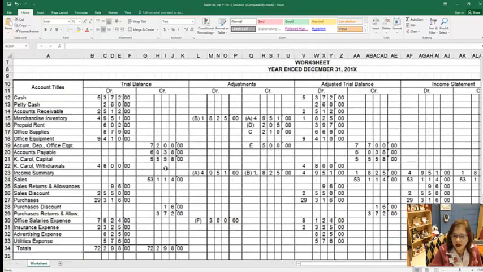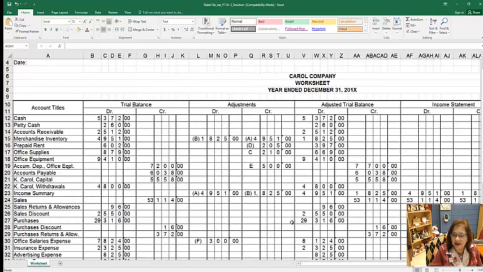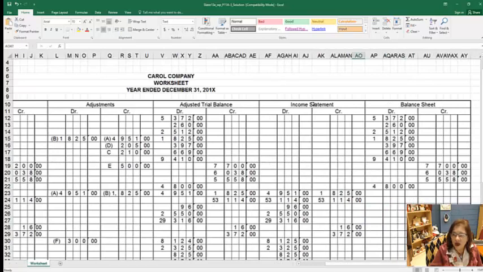Now, on this, the first thing that you're given is the trial balance already. All of this information is already there. What we're going to be doing is adding the adjustments, then entering the data into the adjusted trial balance, and then of course also making sure that we've got our income statement and our balance sheet.